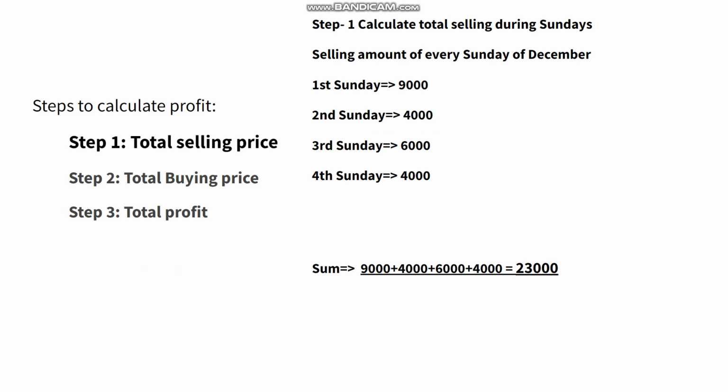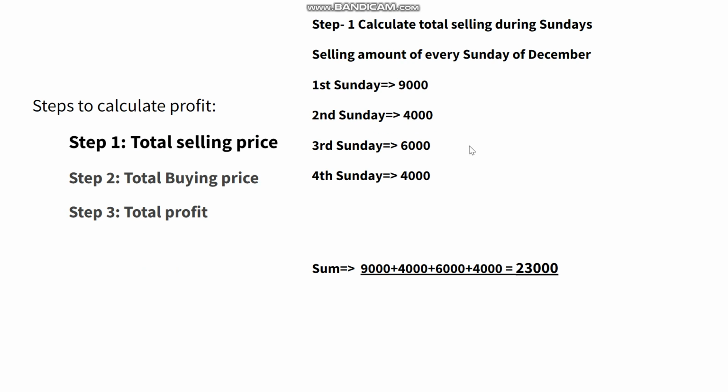So first step: he is using the first step, which is to calculate total selling during the Sundays. He will need the data. He will first check the data of the first Sunday, second Sunday, third Sunday, and fourth Sunday. How was the business? So he will first check the total selling price during every Sunday, and then he needs to calculate the total.